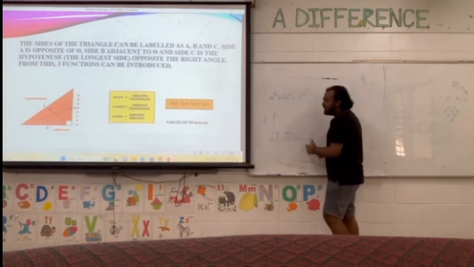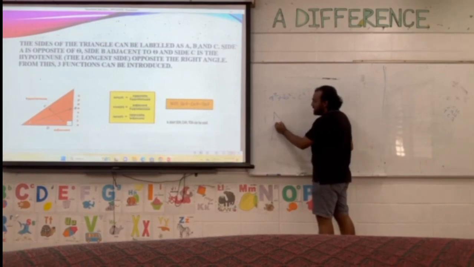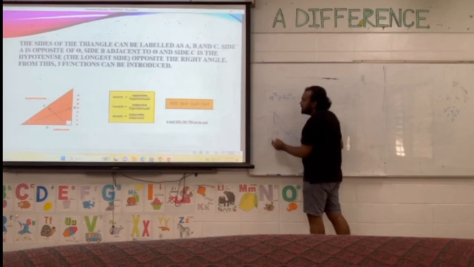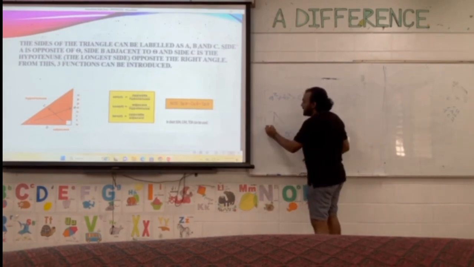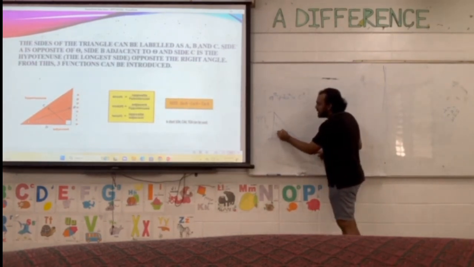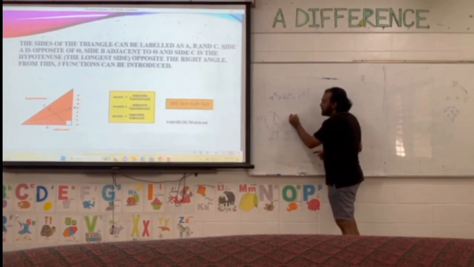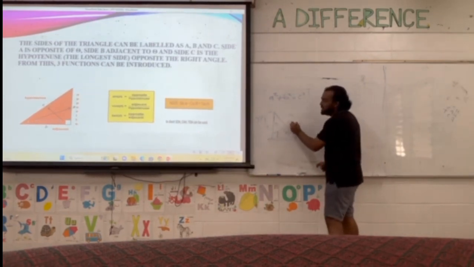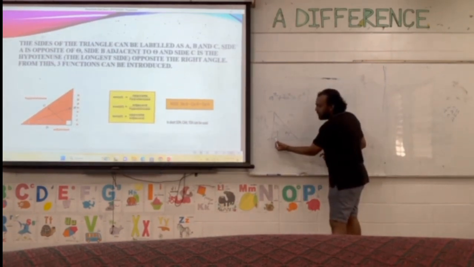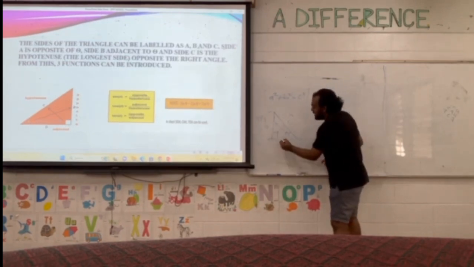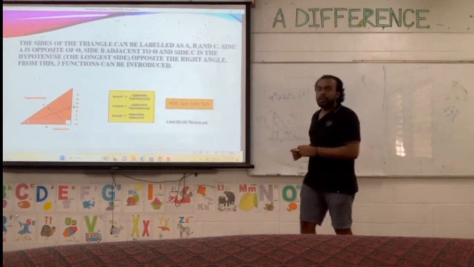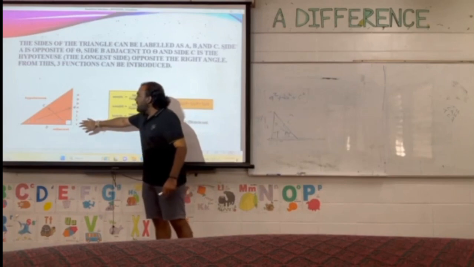Opposite of the theta, we have this side, which is called opposite, and can be labeled as A. Opposite of the angle of 90 degrees, we have the hypotenuse, which can be labeled as C. And the side that has both the 90 degrees and the theta angle, we call that adjacent, which is B.